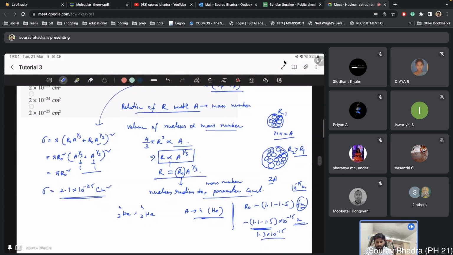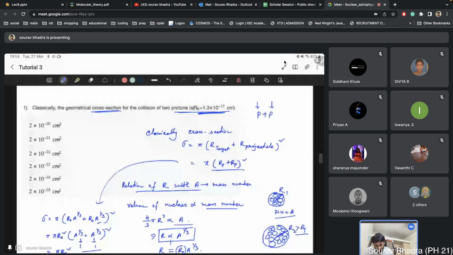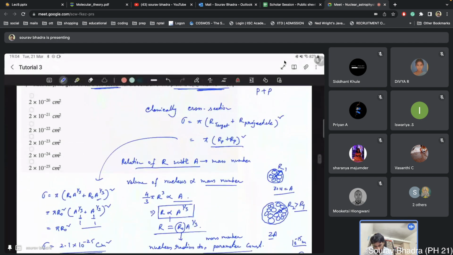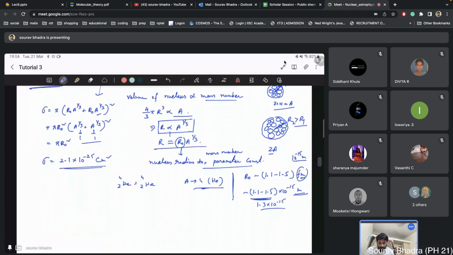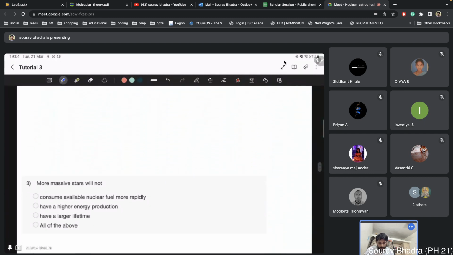So this is the answer, and also what I got, 2.1 times 10 to the power minus 25. So this is the answer. Now I think it is done.